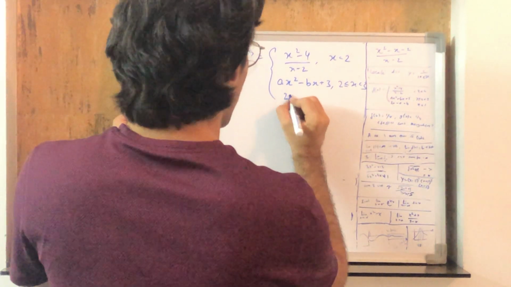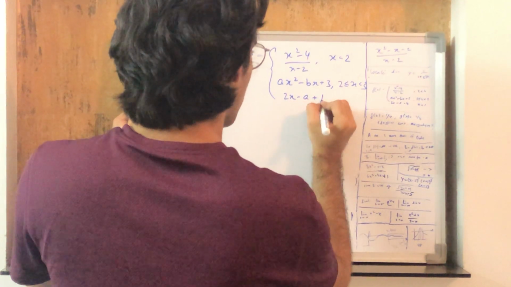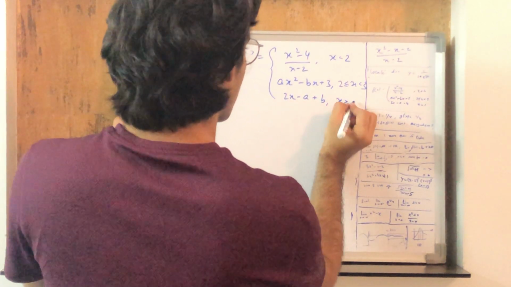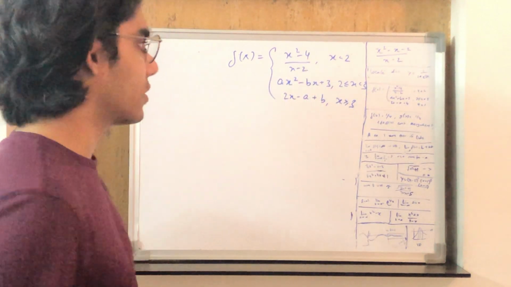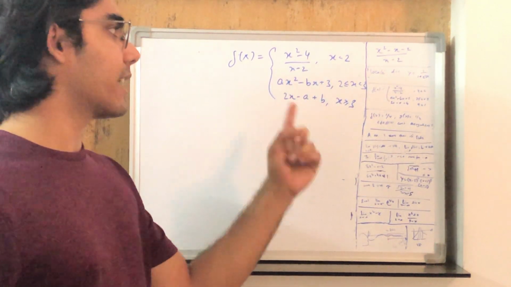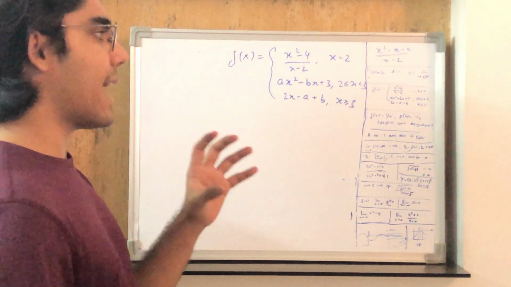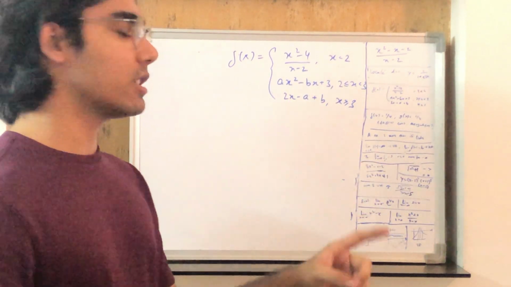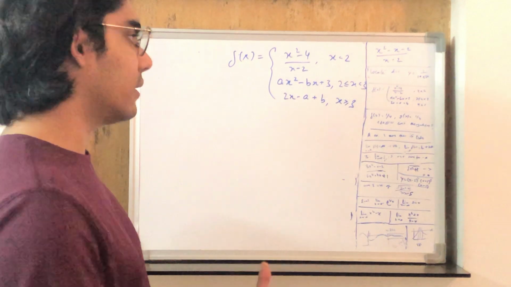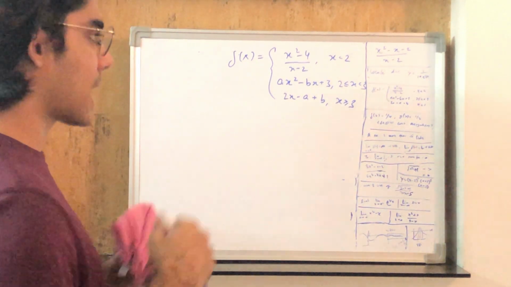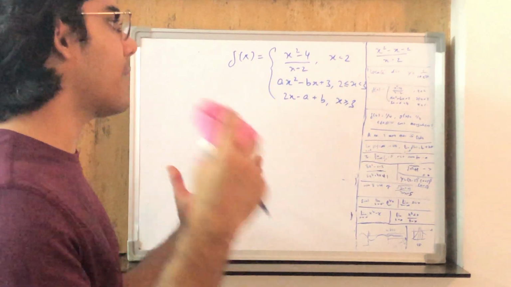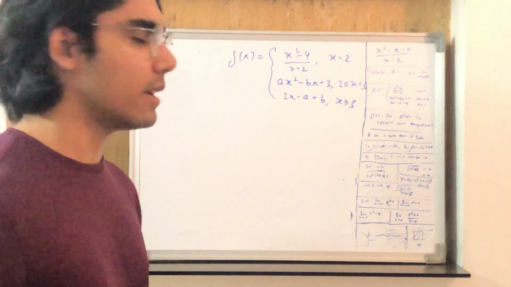And then finally 2x minus a plus b, which is the value this function takes when x is greater than or equal to 3. So this is a piecewise function, right? x squared minus 4 over x minus 2 when x is less than 2. When x lies between 2 and 3, I have ax squared minus bx plus 3. And when x is greater than 3, this is the value this function takes, 2x minus a plus b. How do I solve this question? If I'm asked to find the values of a and b, what do I do?